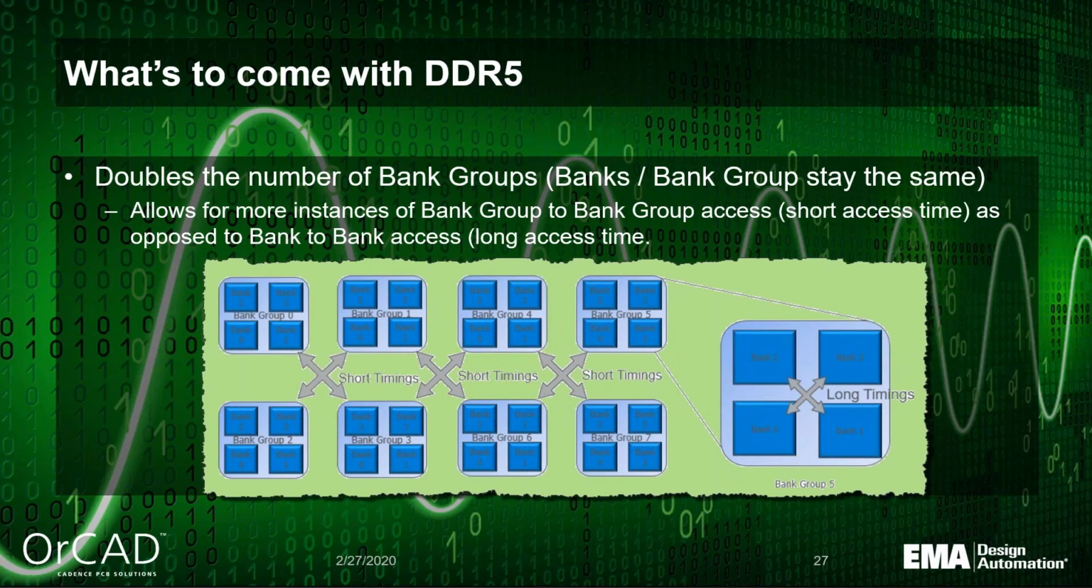Typically, bank to bank is the longer access time, and so when you have more bank groups that have short access times, since you have more of them, you're going to have more of a probability of utilizing bank group to bank group data exchanges. So with that being the case, they can take advantage of the shorter timings between the bank groups themselves and not have to go bank to bank where they have a longer access time hit.